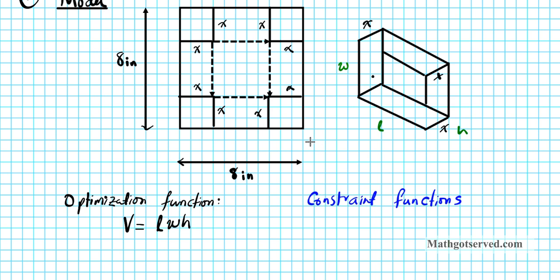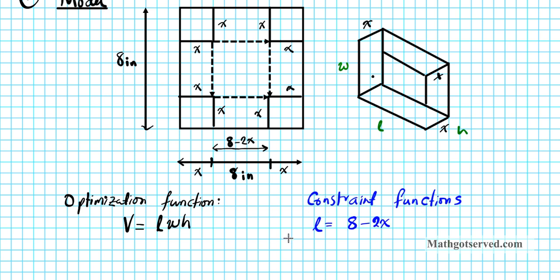Well, there's a constraint on how wide this can be. So what is the length of our box? Now, the entire length is 8. So if you take out an x from 8, and then take out another x from 8, what is left as the length of the box is this portion right here, 8 minus 2x. So that's the constraint on our length. First constraint, length is equal to 8 minus 2x.